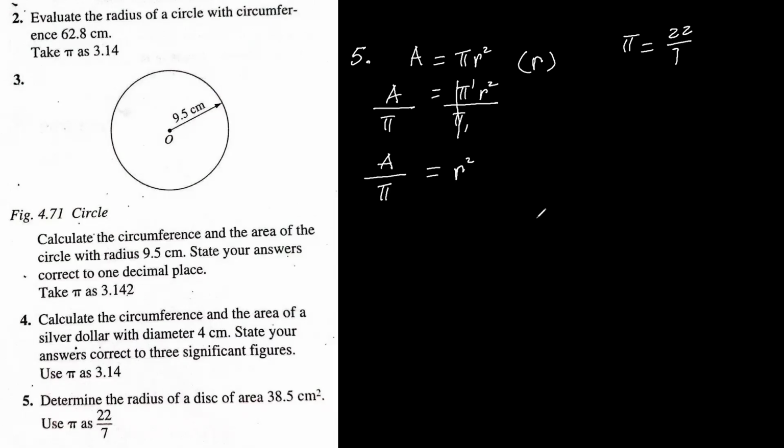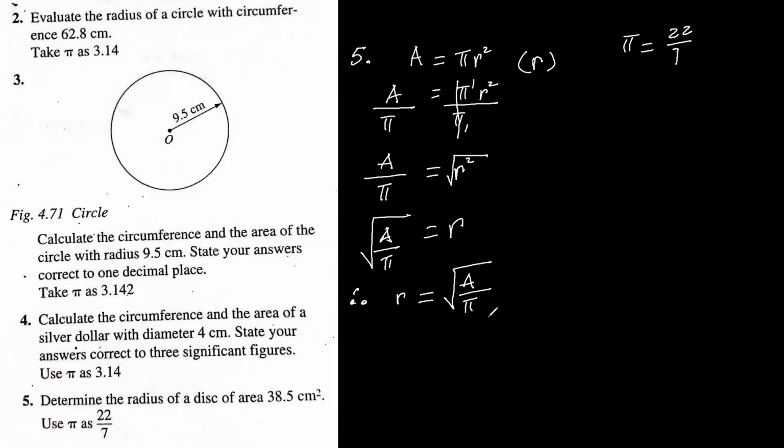Since it has r squared, what do I do to get rid of this? The square root, sir. I square root, thank you, man. That's easy. I square root. Now, if I square root this part, it becomes r. And I have to leave the square root here. Therefore, you have to put that sign. Therefore, r is equal to the square root of A over pi.